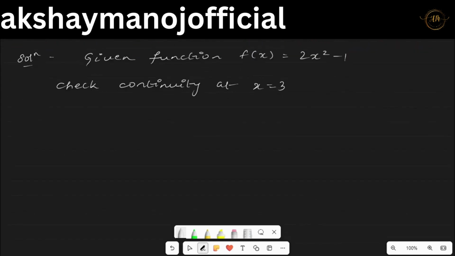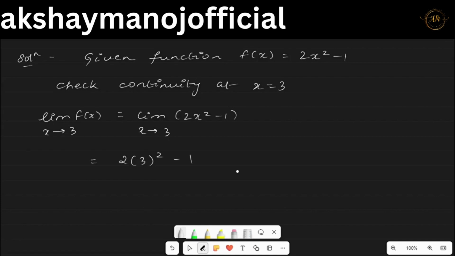So we have to take the limit of the function f of x as x tends to 3, which is equal to limit of 2x square minus 1 as x tends to 3, which is nothing but 2 into 3 the whole square minus 1. 3 square is 9. 9 2s is 18. 18 minus 1 is 17. Hopefully all of you have followed.